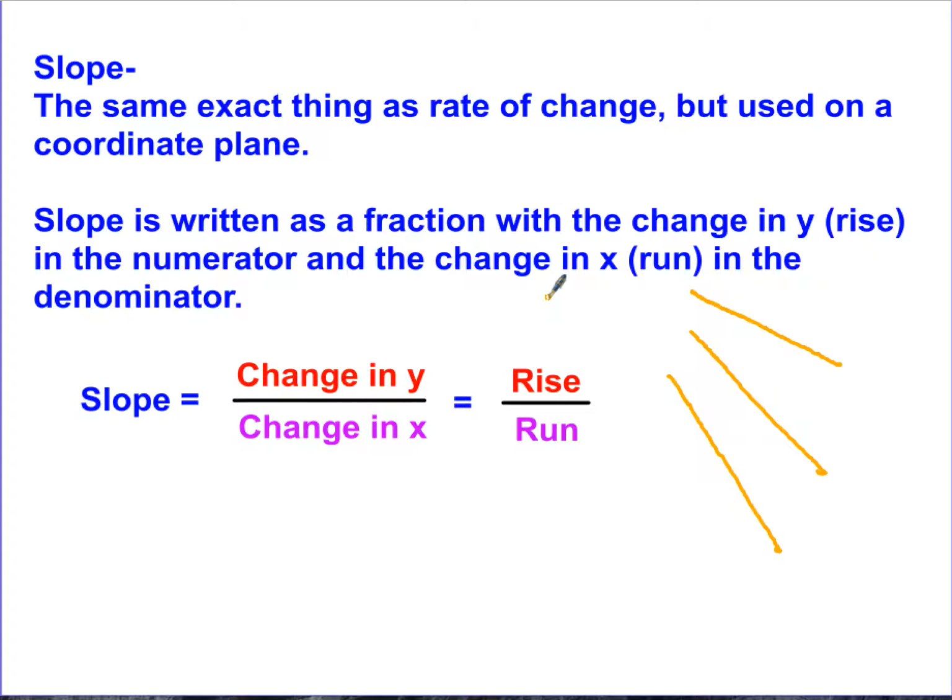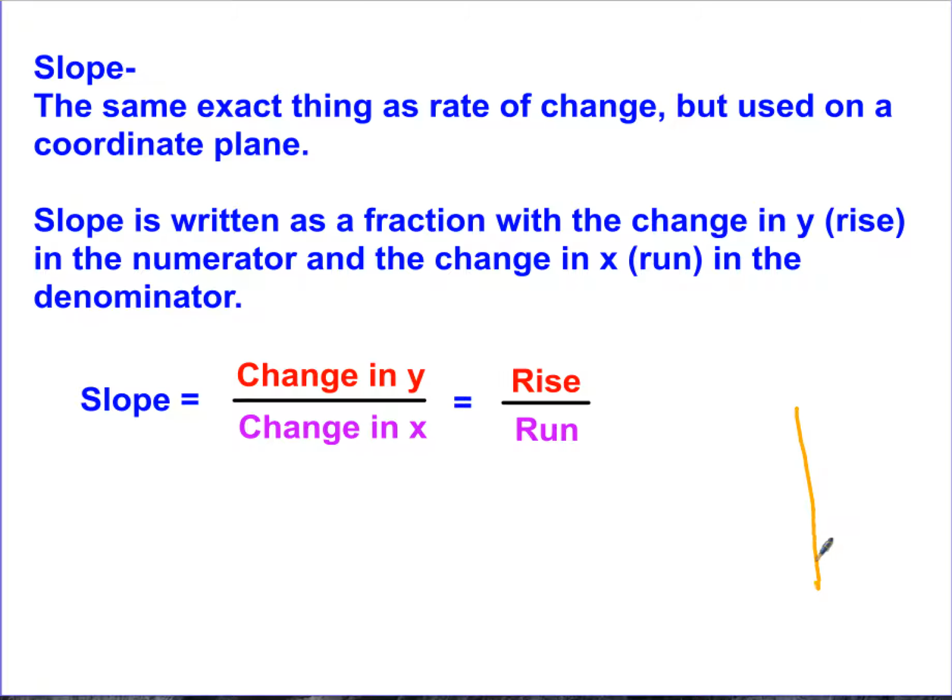When we're talking about slope, we're talking about linear equations, linear functions, so straight lines on a coordinate plane. With slope, we're trying to figure out how steep that straight line is, what the rate of change is. Slope is written as a fraction, with the change in y in the numerator and the change in x in the denominator. We refer to this as rise over run.